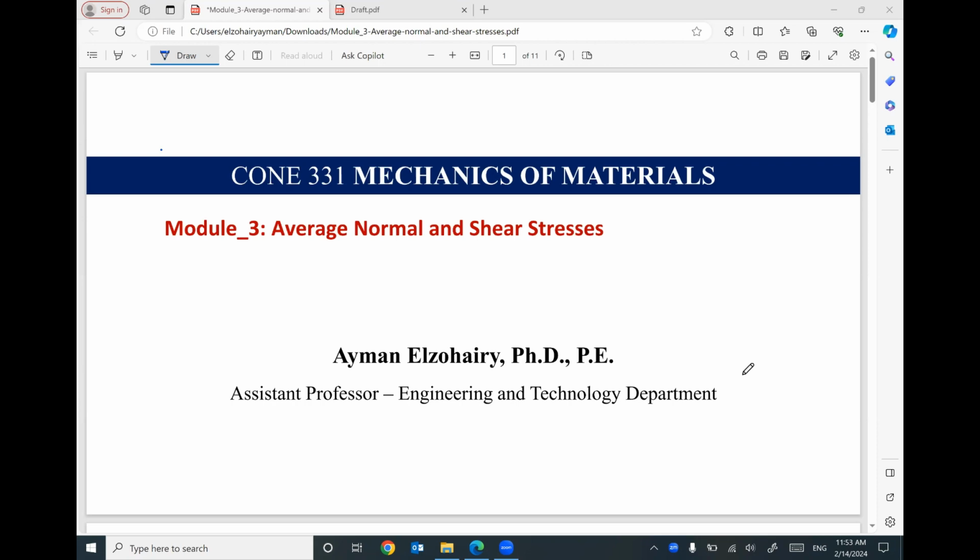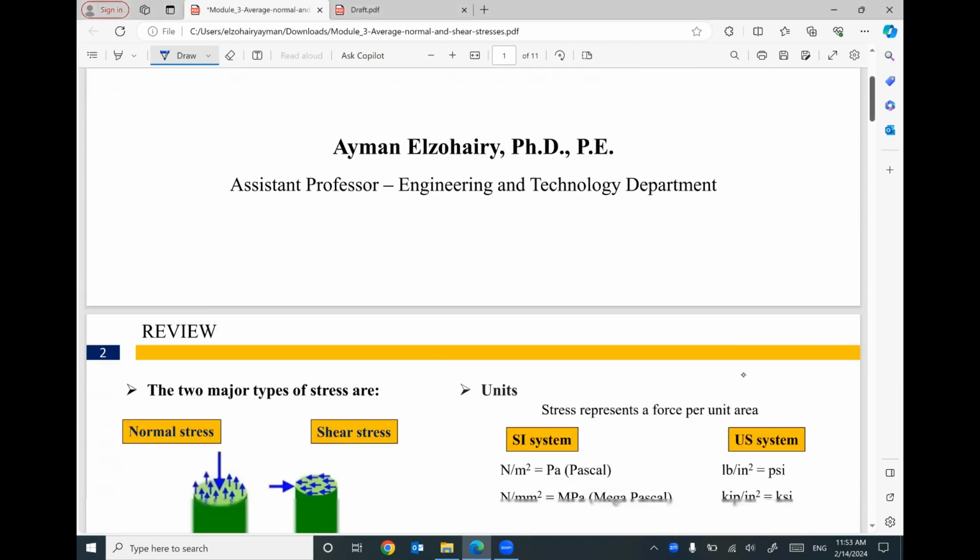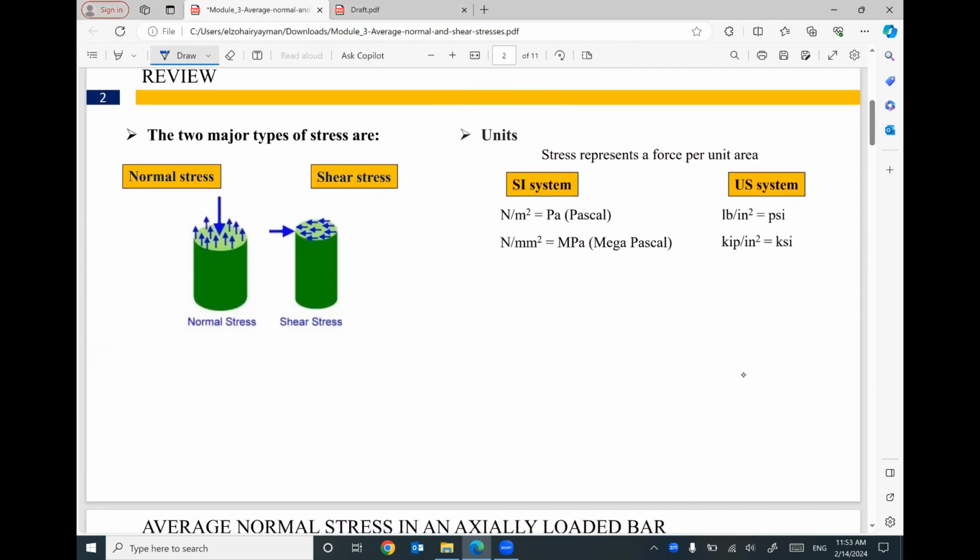I will do module number 3, average normal and shear stresses. Previously in this course, we covered that we have two major types of stresses. The first one is called normal stress. In this case, the intensity of the applied force is perpendicular to the cross-section. The second type is called shear stress. In this case, the applied force will cause intensity parallel to the cross-section.